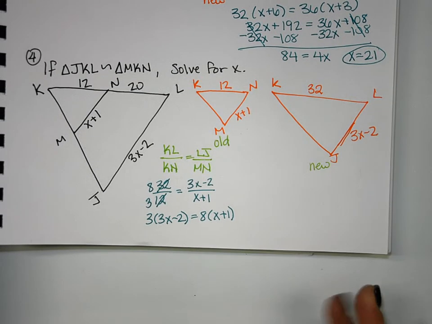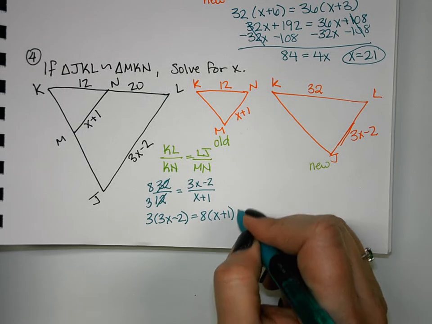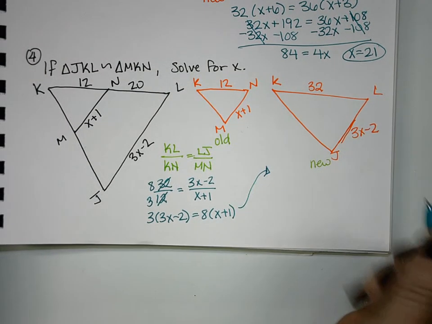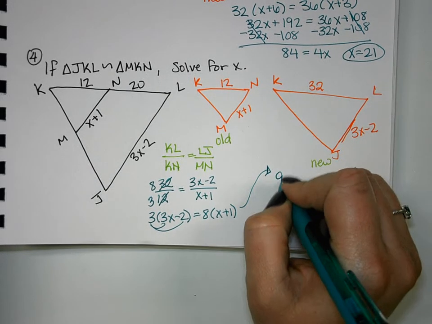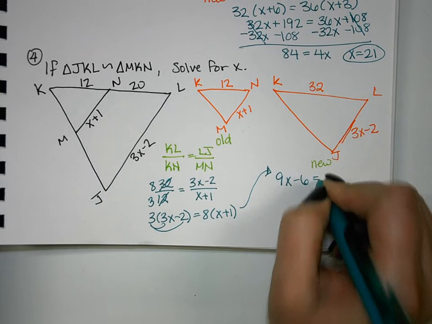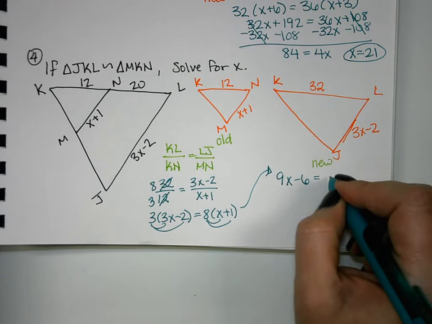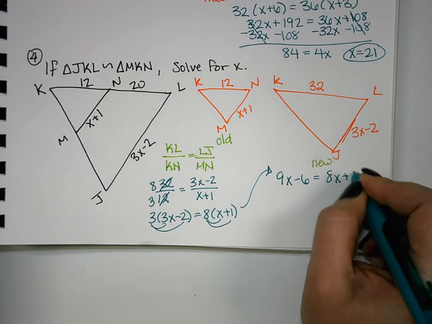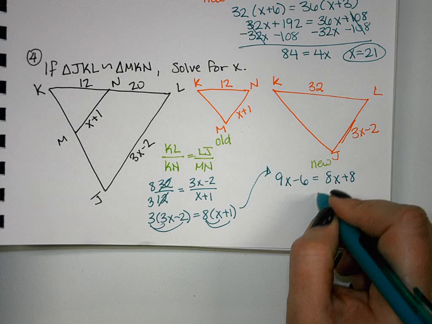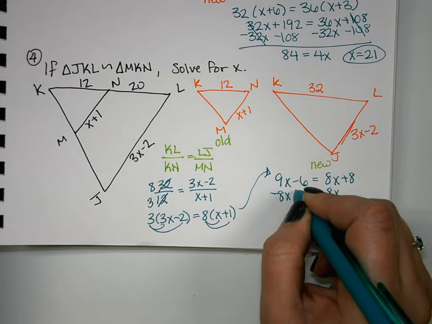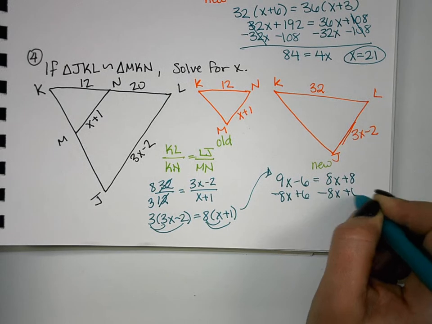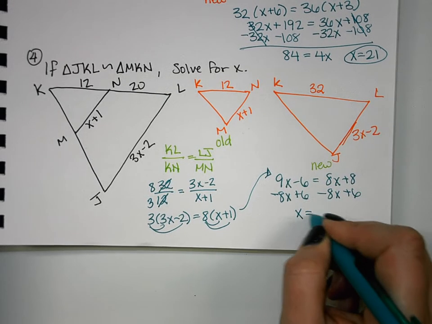Then I'm going to bring my work over here just because I'm running out of space. I'm going to distribute the 3 and distribute the 8. And now we're going to solve by moving the 8x and the 6. So we end up with x equals 14.